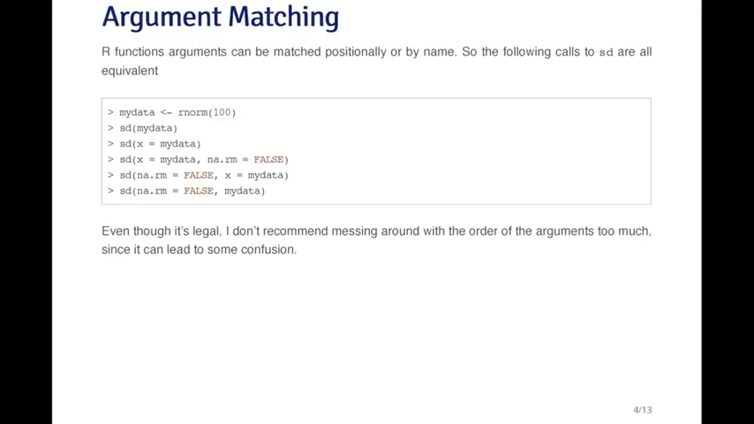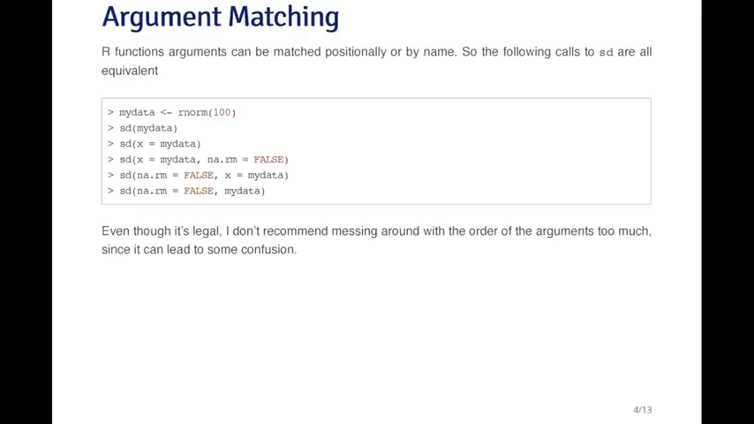For example, take a look at the function sd, which calculates the standard deviation of a set of numbers. sd takes as input x, which is the name of the argument, which is going to be a vector of data. And there's a second argument called na.rm, and this controls whether the missing values in the data should be removed or not. The default value is for na.rm to be equal to FALSE. So by default, if you have missing data in the set of numbers for which you want to calculate the standard deviation, the missing values will not be removed.